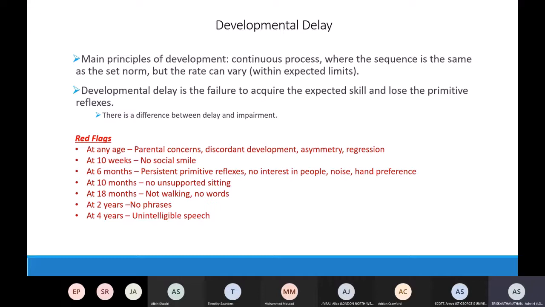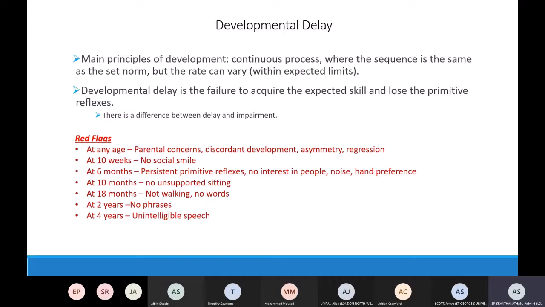Around 10 weeks, they should have developed a social smile by that time. So if there's no social smile, so just recognizing faces and smiling in general when there's people around, then that's a cause for concern. At 6 months, if they've still got their persistent primitive reflexes, if they have no interest or any kind of reaction to people, any other noises, and if they start showing a hand preference, that's something to worry about. Around 10 months, if they're not able to sit up on their own and they require support, so either you holding them up or sitting them in a chair, then that's another cause for concern.